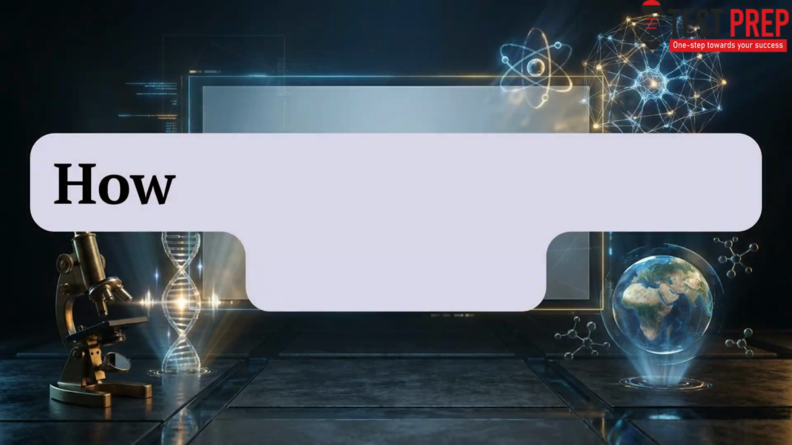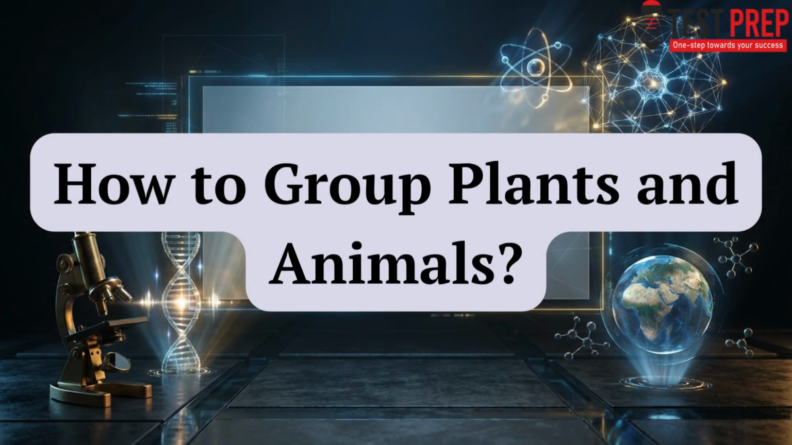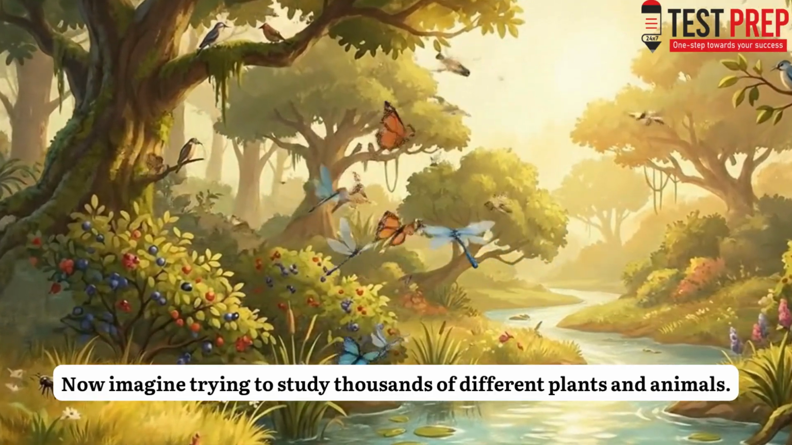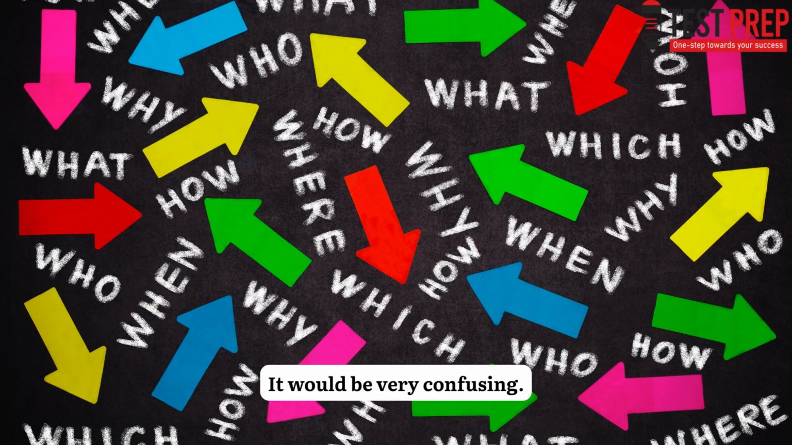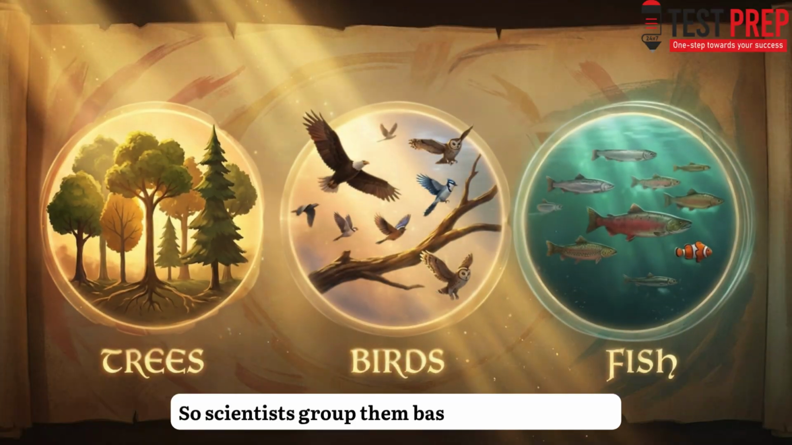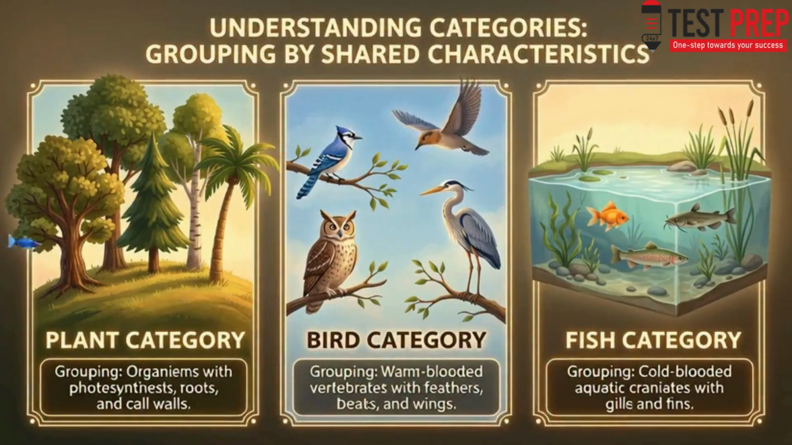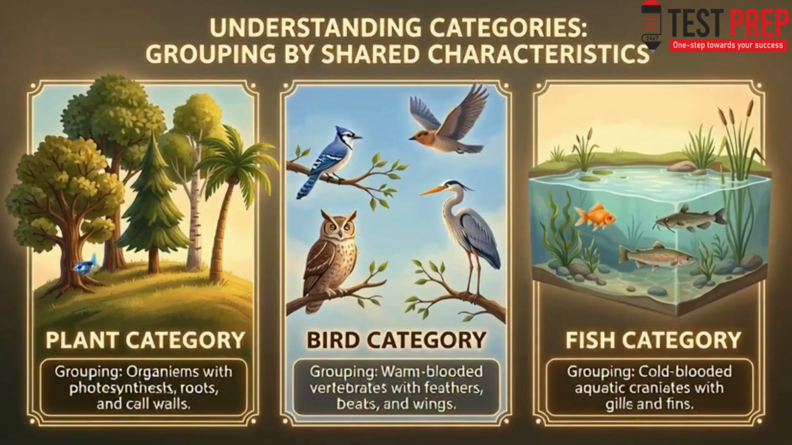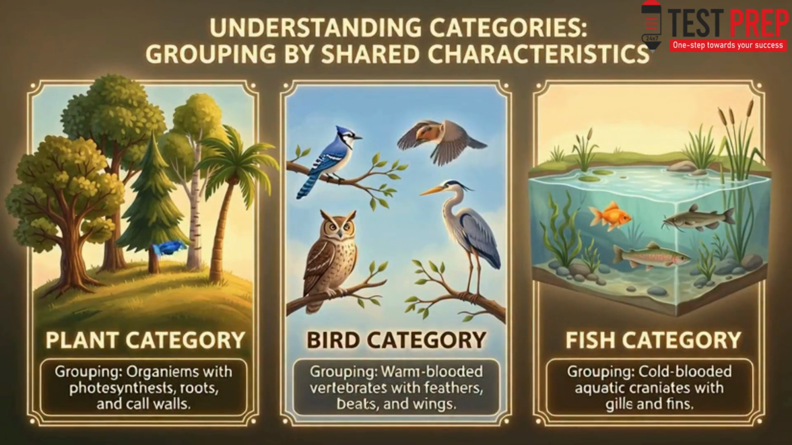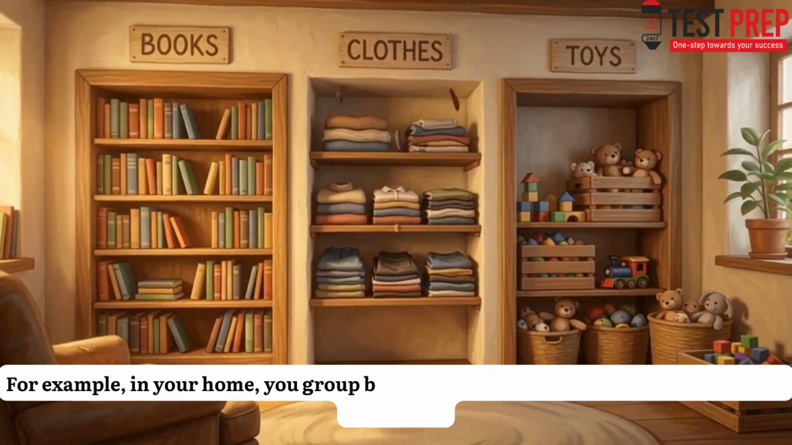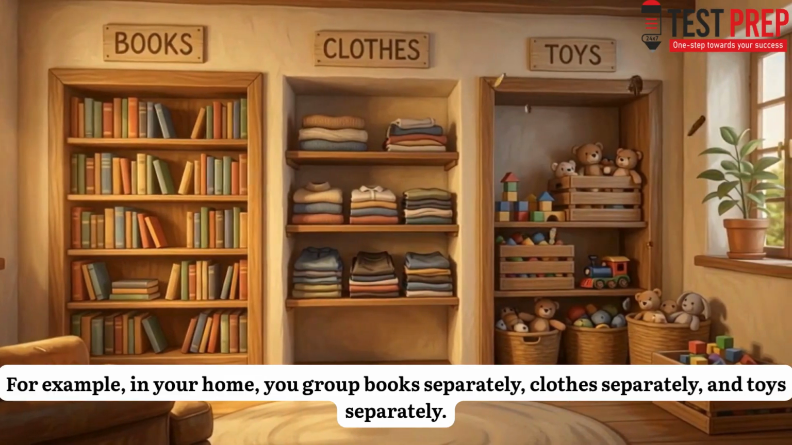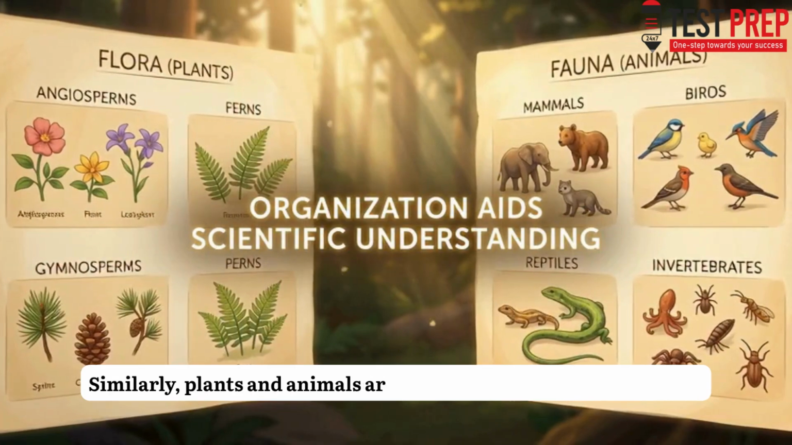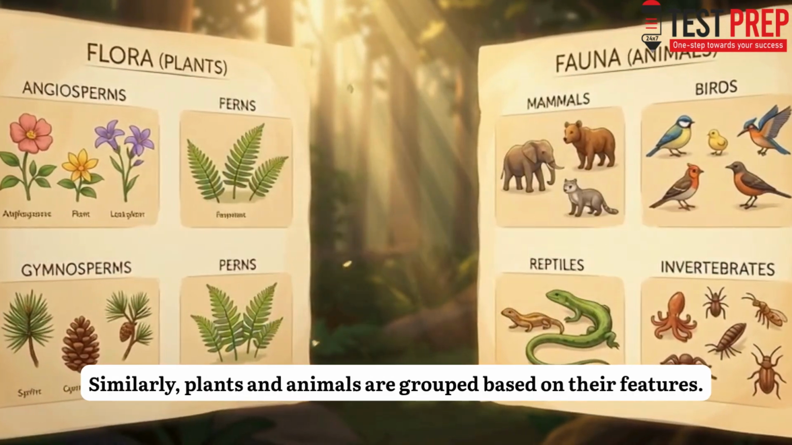How to group plants and animals. Now imagine trying to study thousands of different plants and animals. It would be very confusing, so scientists group them based on similarities. Grouping means putting similar organisms into the same category. Grouping makes studying easier and more organized. For example, in your home, you group books separately, clothes separately, and toys separately. Similarly, plants and animals are grouped based on their features.